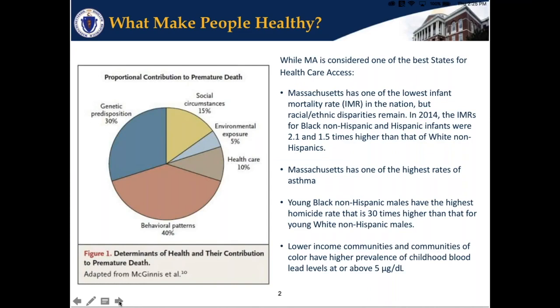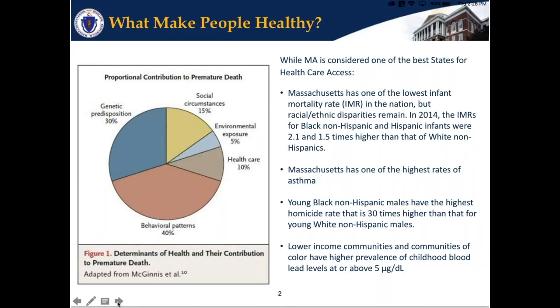While Massachusetts is considered one of the best states for healthcare access, for example, and is typically rated in the top states for health, when we start to look at data at a more refined geographic scale, we find that, for example, we might have the lowest infant mortality rate in the nation, but then when we look at racial and ethnic disparities, we find that Black, non-Hispanic, and Hispanic infants are 2.1 and 1.5 times higher than that of our white non-Hispanics. Another example is that Massachusetts has one of the highest rates of asthma.